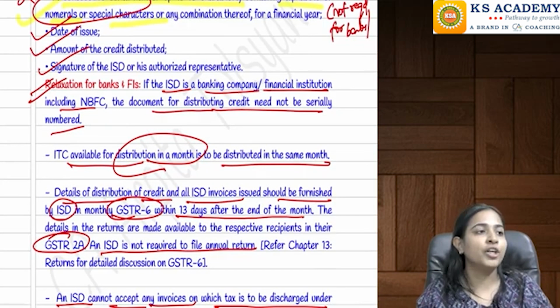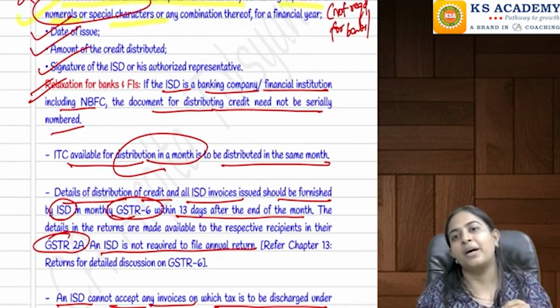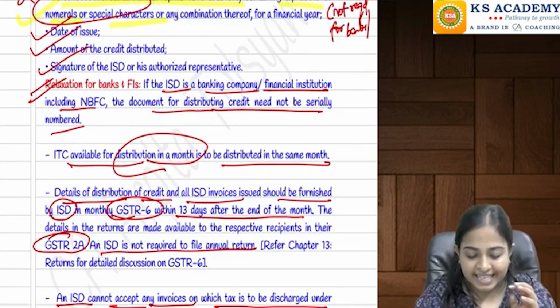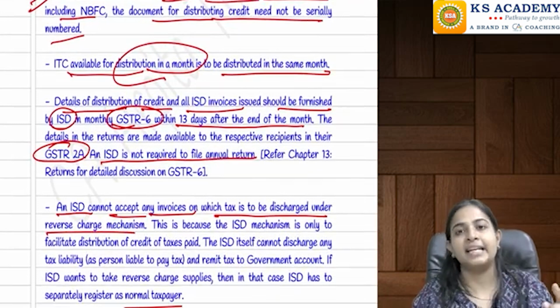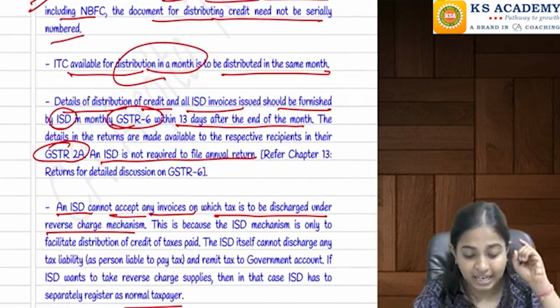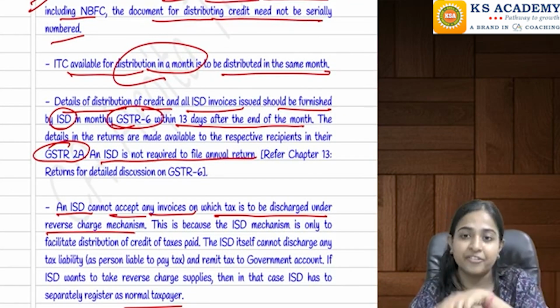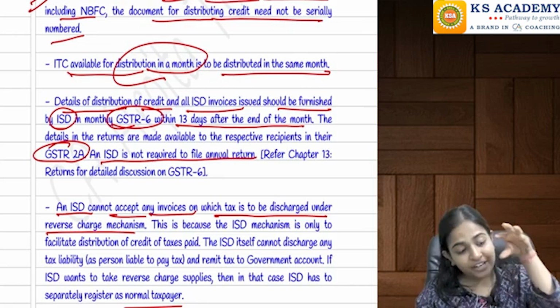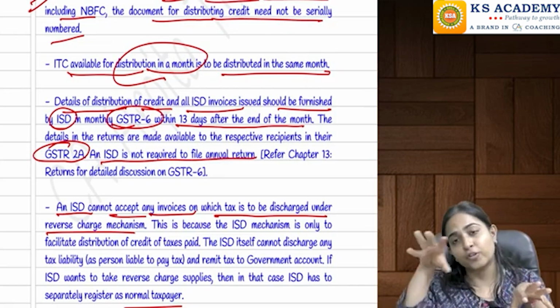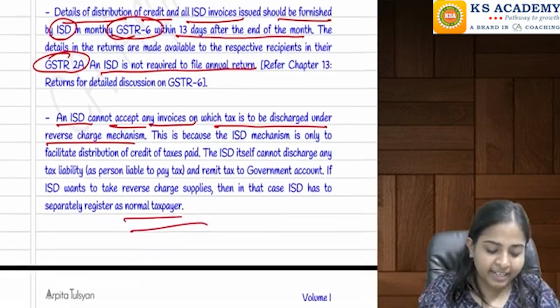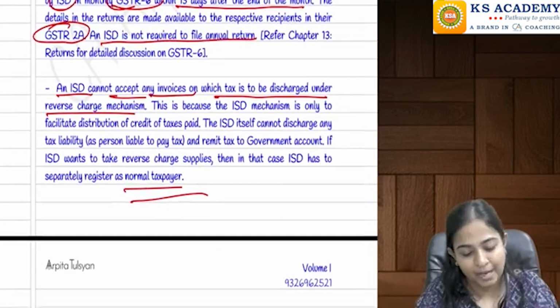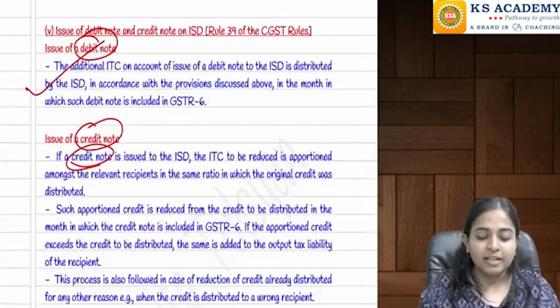And just like I mentioned, ITC of a particular month should be distributed in the same month. Once the ISD distributes any credit, he will have to file form GSTR 6 within 13 days after the end of the month. Once we file GSTR 6, then in the GST portal of the recipient, it will be reflected in GSTR 2A. Then only will the recipient be able to take the credit of the same.